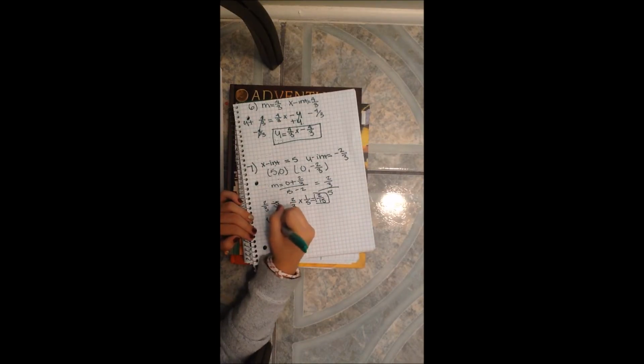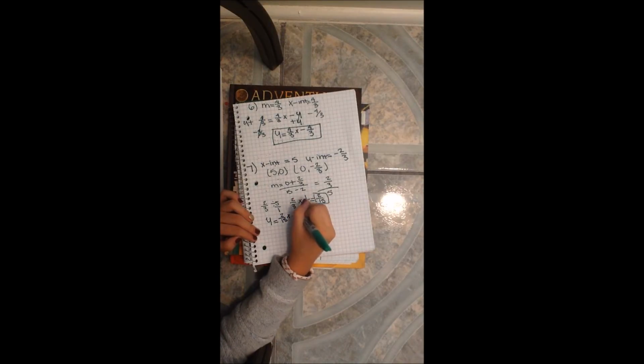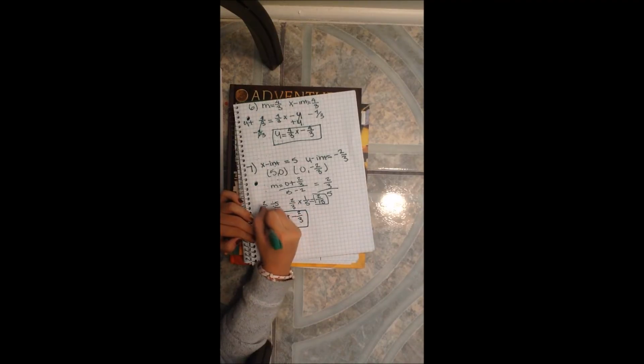So we have our slope, so y would equal 2 over 15x, and then I have my y-intercept being negative 2 over 3. And this would be my equation.